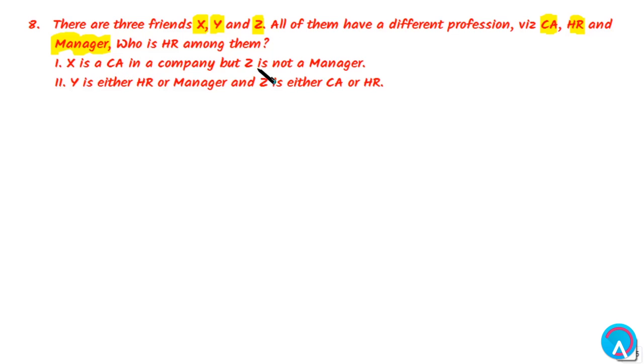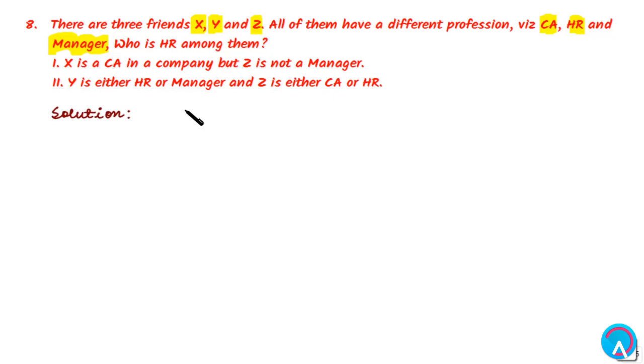And statement 1 here is X is a CA in a company but Z is not a manager. And statement 2 is Y is either HR or manager and Z is either CA or HR. Let's solve this question. Let's see what we can get from statement 1. From statement 1 we can get that X is definitely CA.